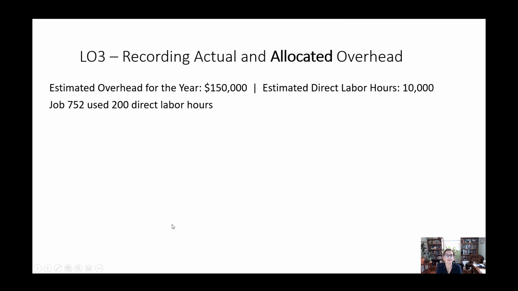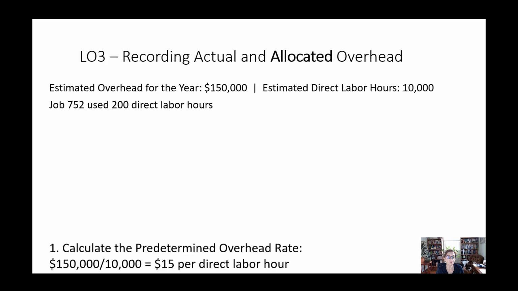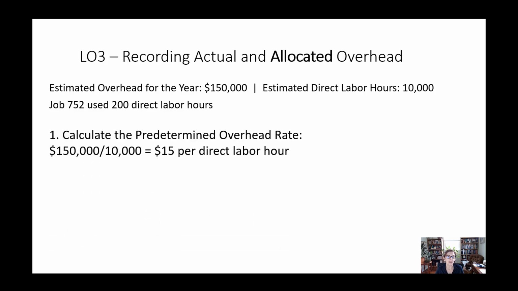Let's say we have this information here. We have estimated overhead for the year of $150,000. Our estimated direct labor hours are 10,000, and that's going to be our allocation base. So we're assuming that we're using direct labor hours. Job number 752 used 200 direct labor hours. So the first thing we're going to do is calculate our predetermined overhead rate. And we do that by taking our estimated overhead, 150,000, divided by our estimated direct labor hours of 10,000, and we get $15 per direct labor hour.